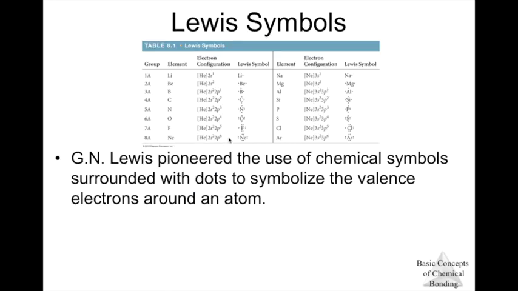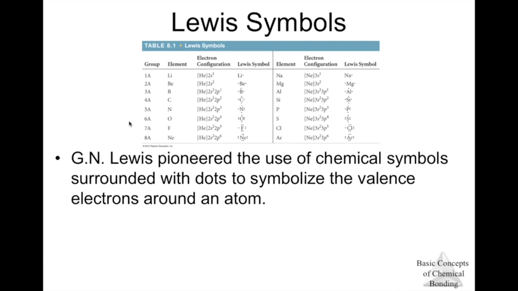We're also going to talk about Lewis symbols. So they're named after G.N. Lewis, who devised this symbol where basically we use dots to symbolize the valence electrons around an atom. And as we know, the valence electrons are really important for figuring out chemical properties and things like that.